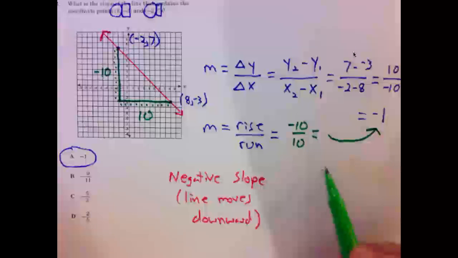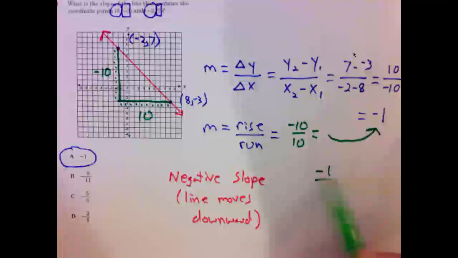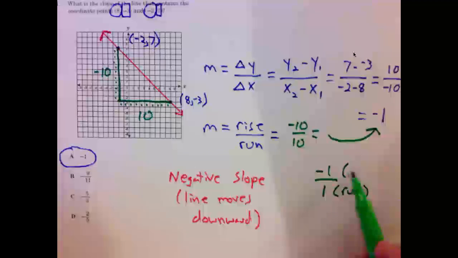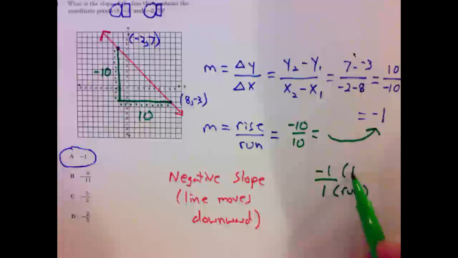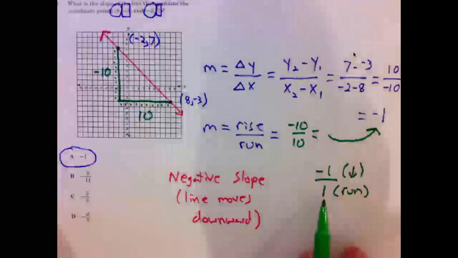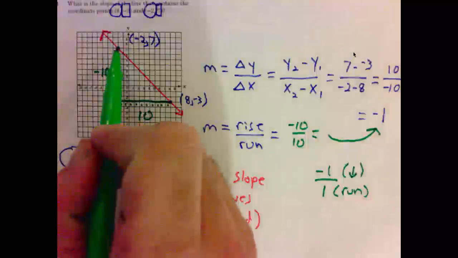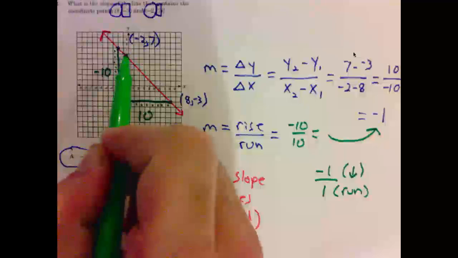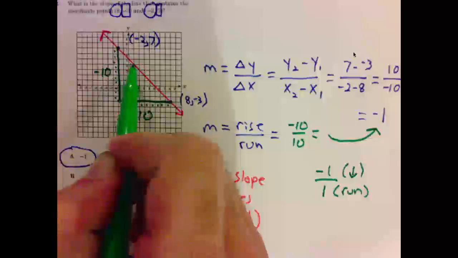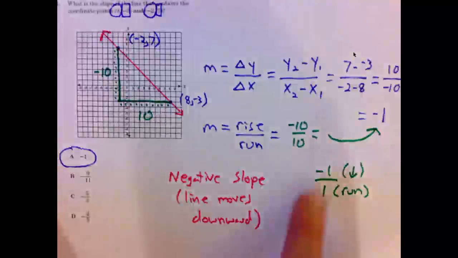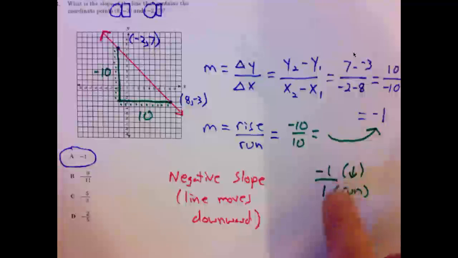Another way to think of negative 1 is writing it as negative 1 over 1. This is the run to the right. This is the rise, in this case, down since it's negative. We will go 1 to the right and 1 down. From this point, 1 right, 1 down, 1 right, 1 down, and so on. You can see graphically what it means to be a slope of negative 1. For every 1 unit we go to the right, we go 1 unit down.